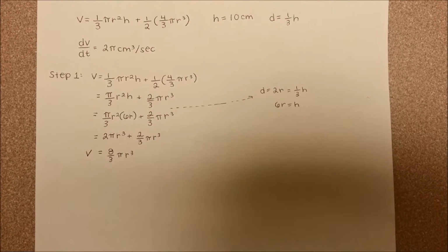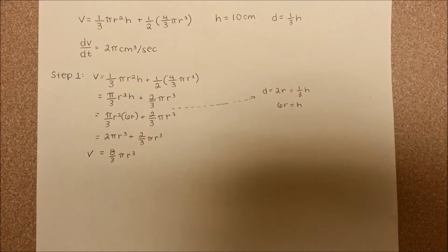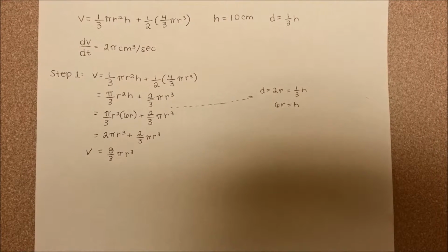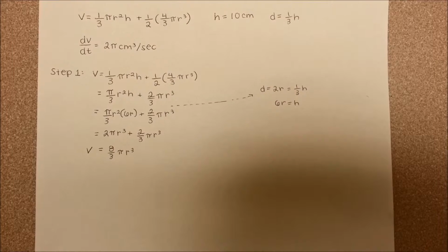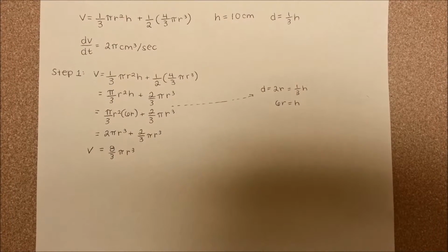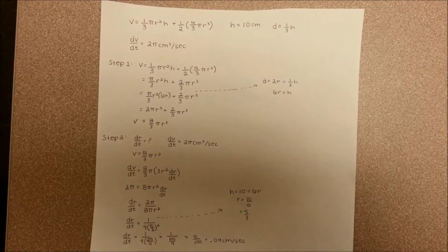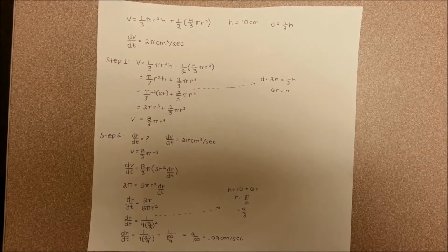So now we plug in 6r where h would be, and when we further condense it, we get 2 pi r cubed plus 2/3 pi r cubed. And we can add those because they are like terms, so the final formula for volume equals 8/3 pi r cubed. Our next step is to find the rate of change of the radius with respect to time.